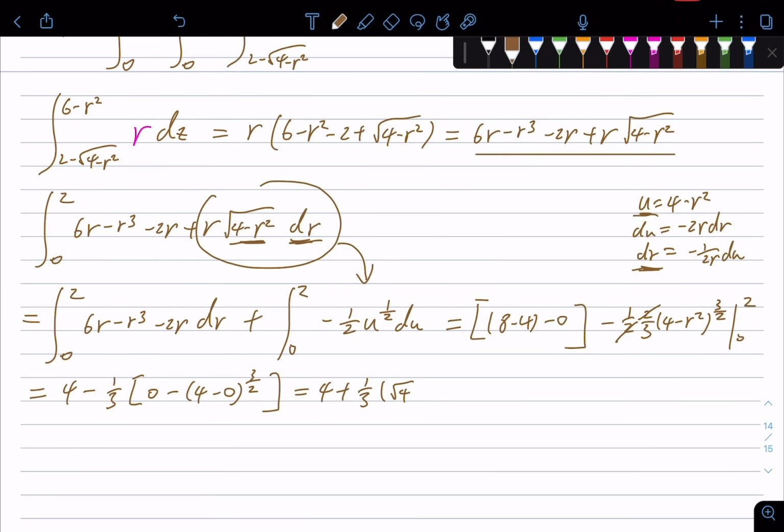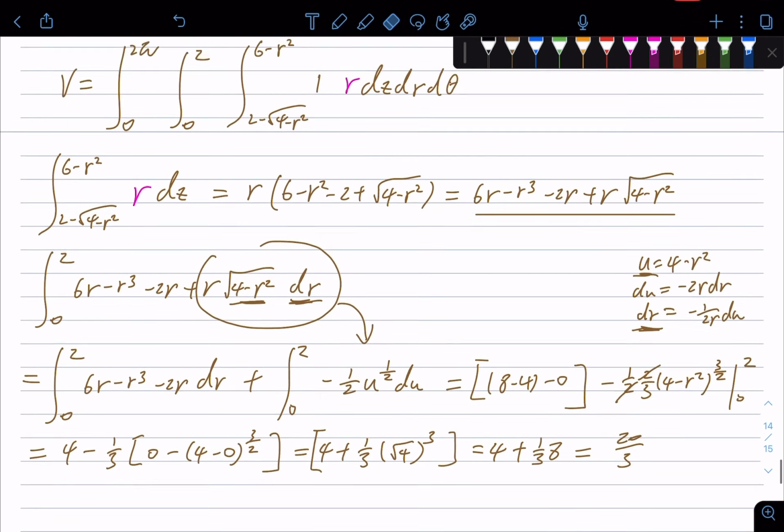square root of 4, right? So 4 to the 1/2 is square root of 4, and then to the cubic, this will give us 4 plus, right, this will give us equal to 2. 2 to the cubic power is 8, and then 8 divided by 1 over 3 is 1 over 3 times 8. This will be equal to 20 over 3.